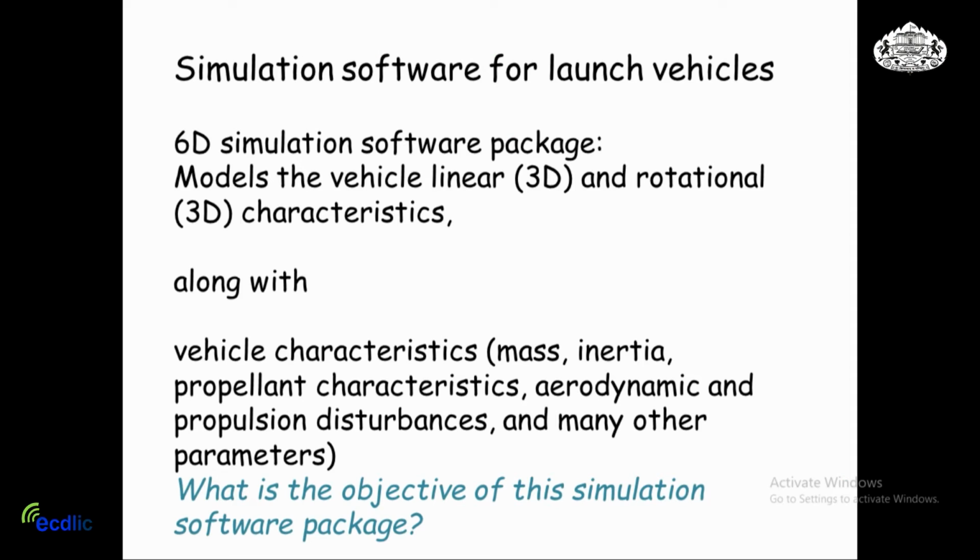Okay, now we are talking of simulation. Now, simulation software, they call it a 6D simulation software package, which models the vehicle's linear and rotational characteristics. That is, finally, what we see in the rocket is its acceleration and its rotations. And the inputs to the rocket are the propulsion system. So from propulsion to linear and rotational rates, that is the job of the simulation software, simulating the complete launch vehicle in a way.